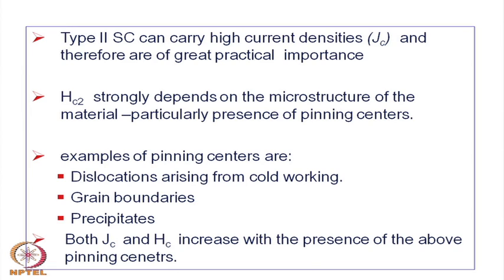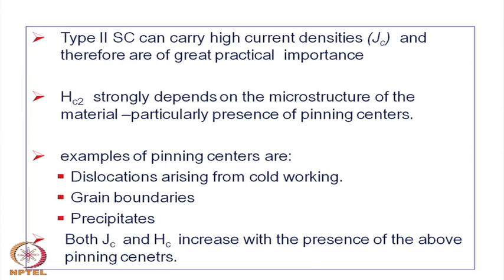if one has minute precipitates, that means a second phase within the matrix of the primary phase. So, there are these precipitates, some isolated, very fine particles, and depending on the particle density, depending on the interparticle spacing, once again one can obstruct the penetration of the flux lines. So, all these defects, all these irregularities in the crystalline material can act as pinning centers.